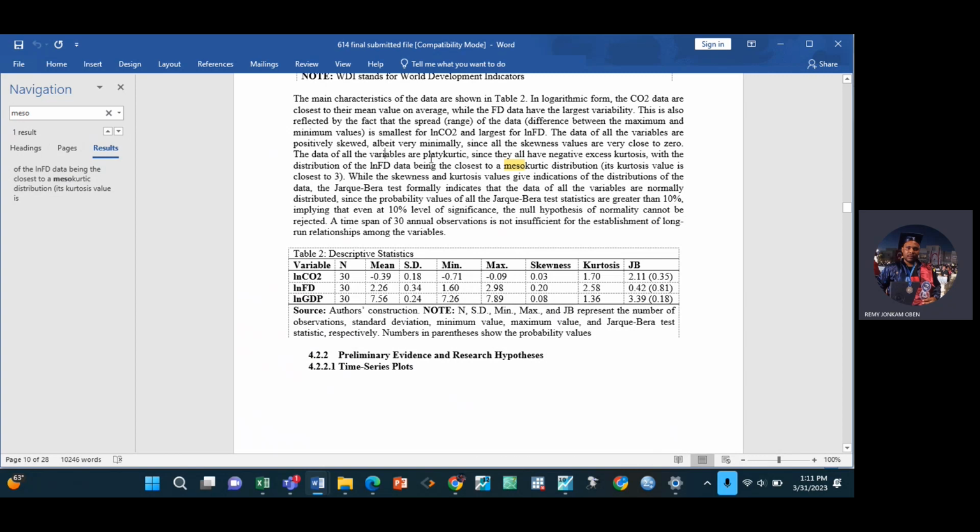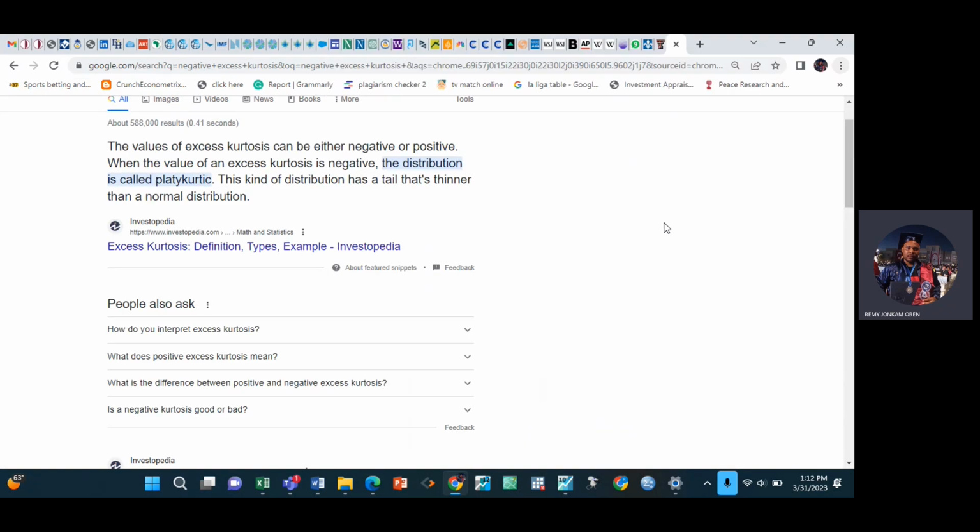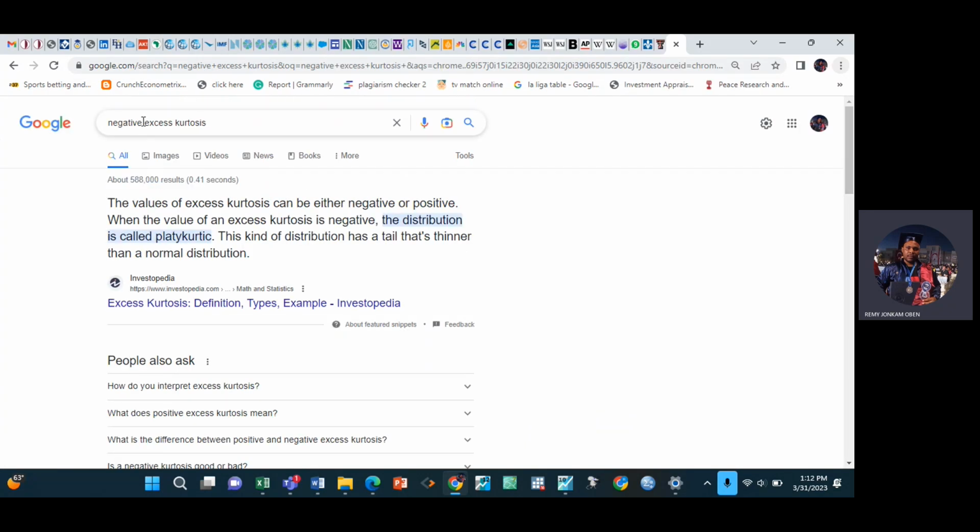Okay, it's the other way around. So if it is negative excess kurtosis, it is platykurtic. Can you see? Yes. But if it is 3, which means it is normally distributed, then we say it is mesokurtic. Then there is another term, another word. I don't know. Positive.